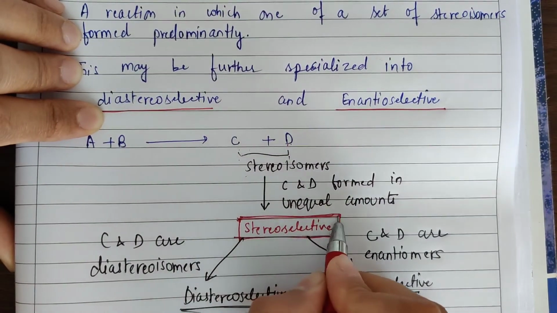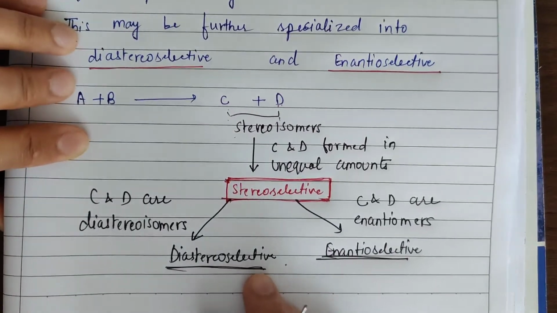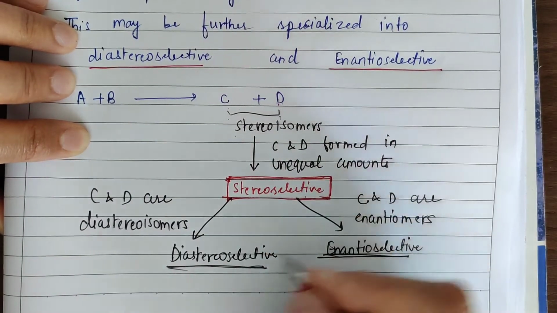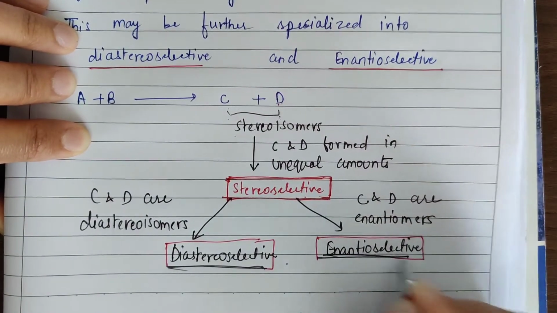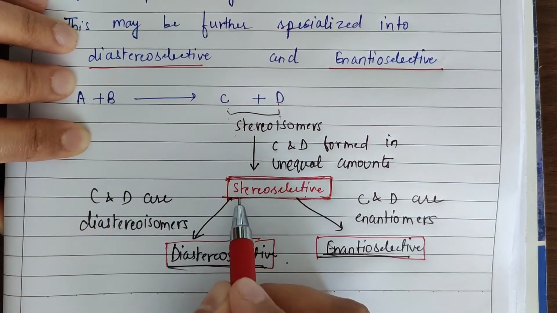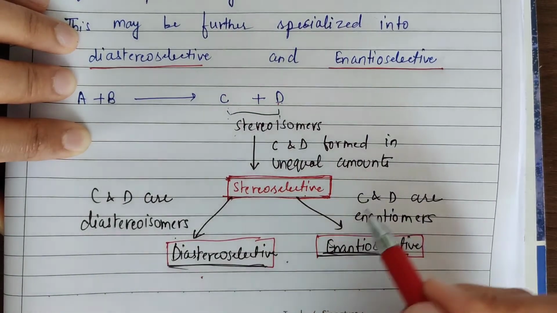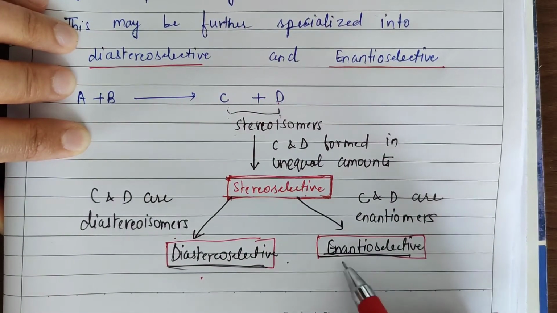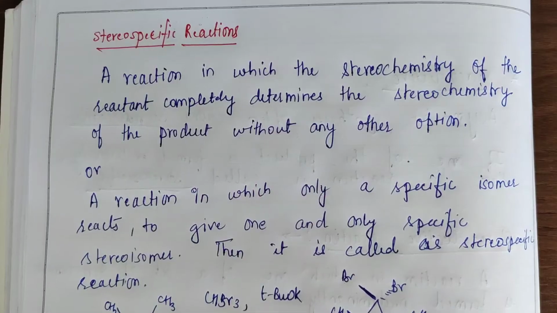Okay, if C and D are formed in unequal amounts, then the reaction is stereoselective. Now we can further specialize them as diastereoselective or enantioselective. That is how we specify. If C and D are diastereomers, then it is diastereoselective. If C and D are enantiomers, then it is an enantioselective reaction.